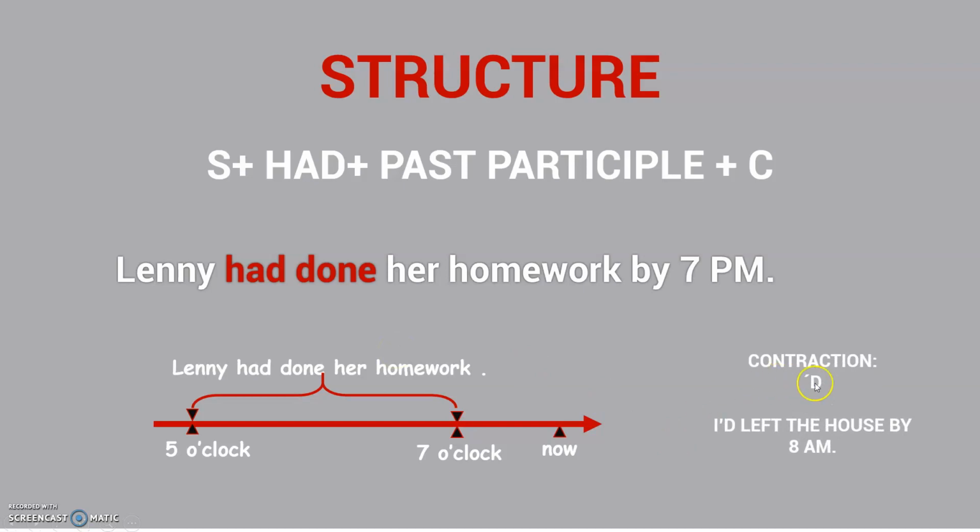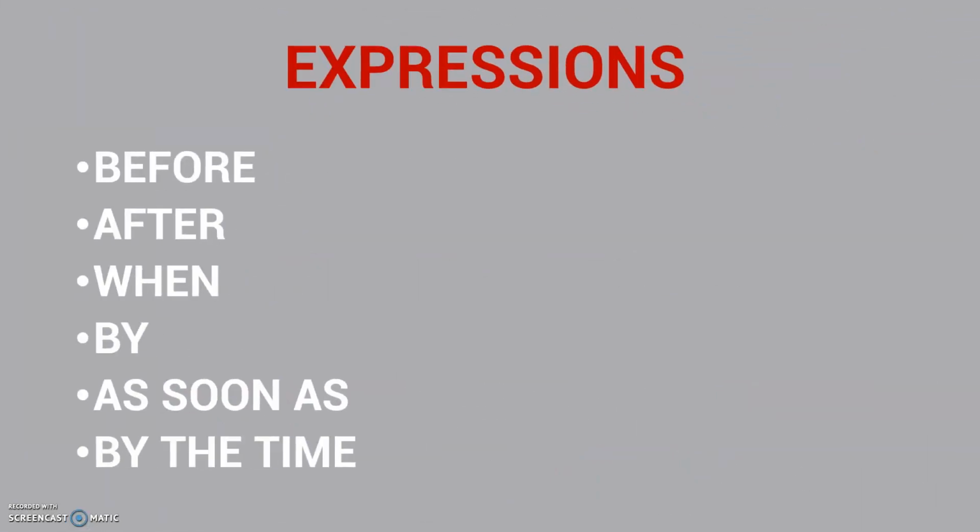We can use the contraction as well. The contraction is going to be the apostrophe and the D. So for example, I can say I had left or I'd left. Do not get confused with would, because the verb after this is going to be in past participle. With would, it is going to be in the base form. Remember that.